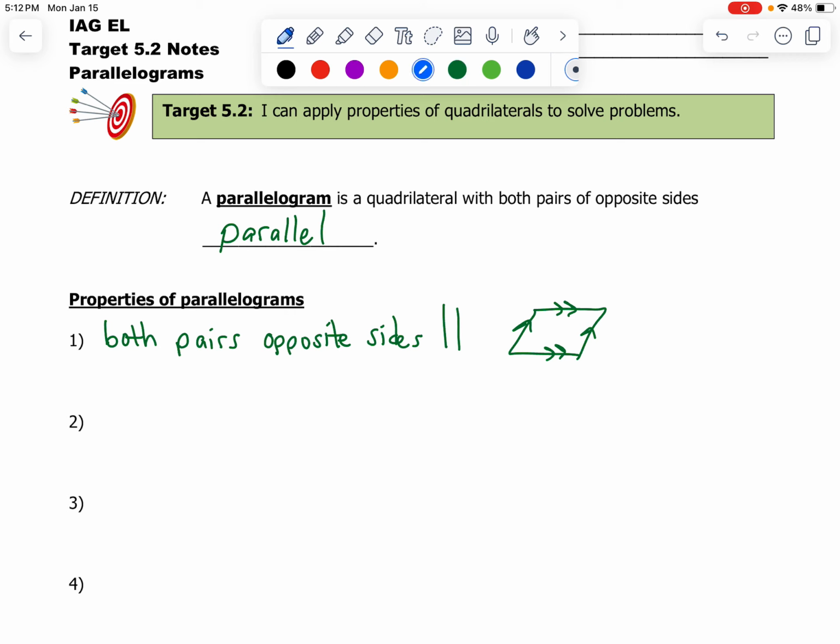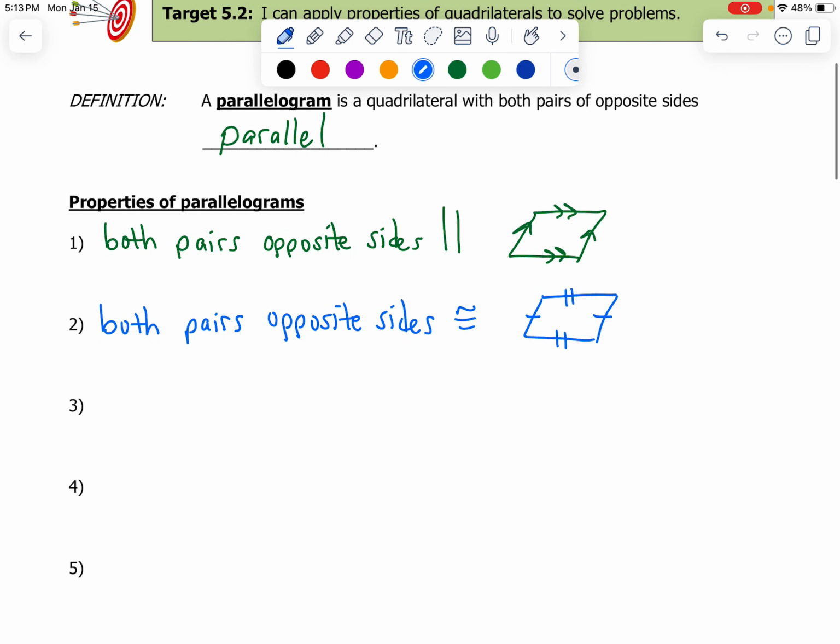Next property says both pairs opposite sides congruent. And so we will put our parallelogram and we'll put the tick marks to show congruent sides. So these are all true facts about parallelograms.